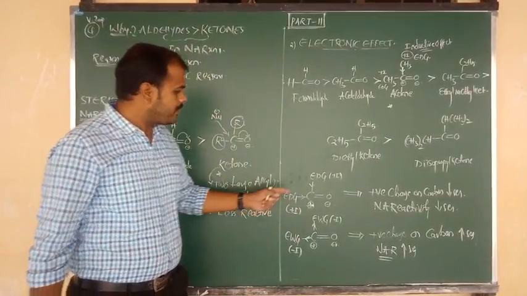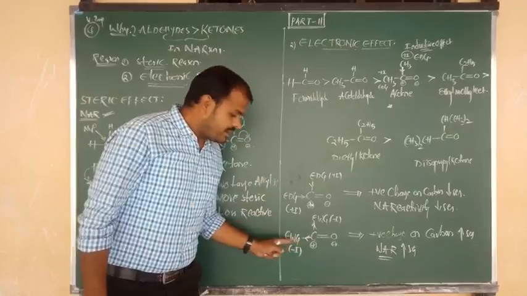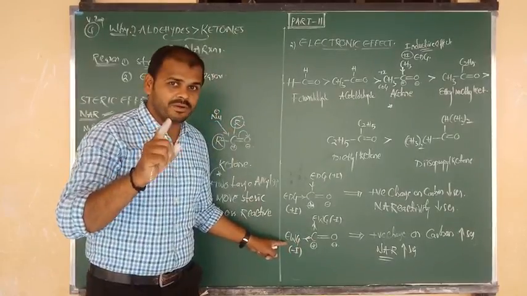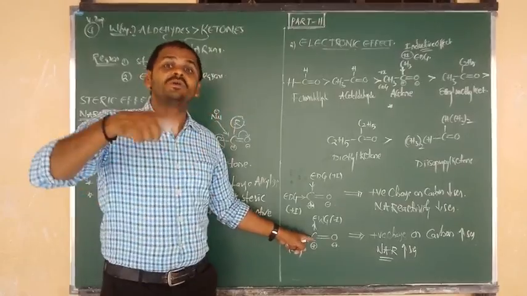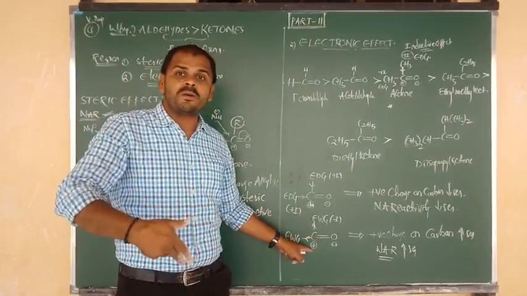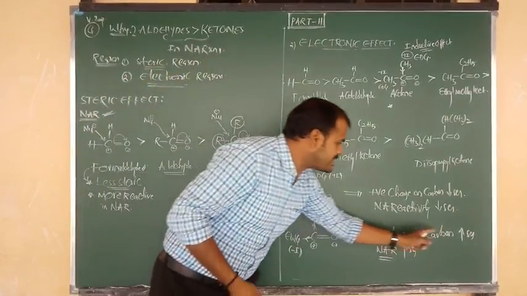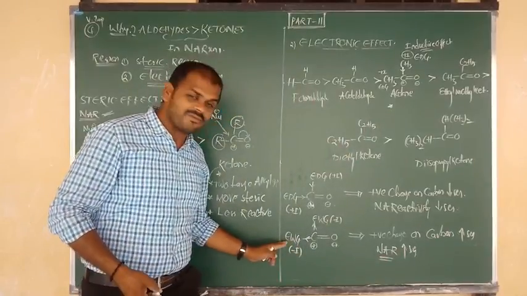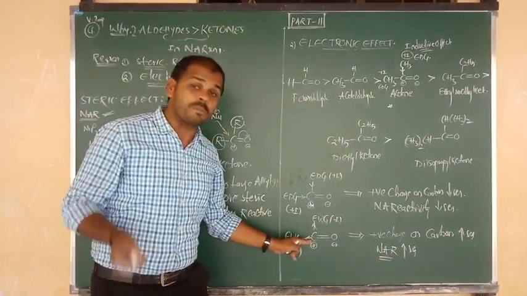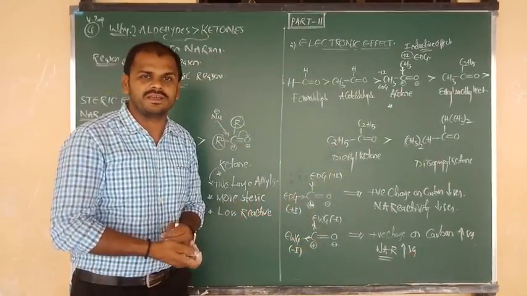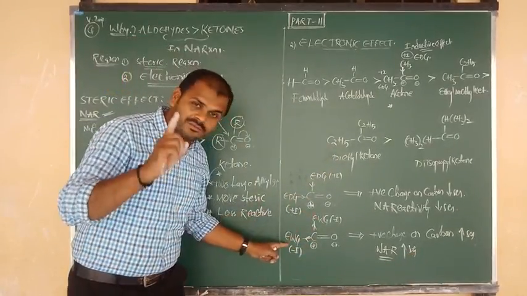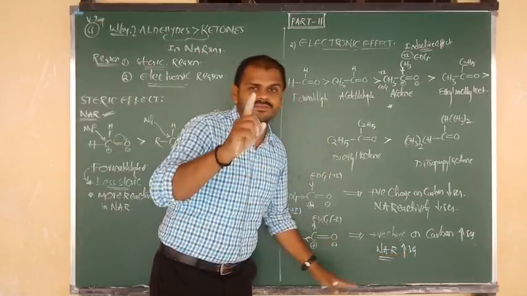Once again, focus on this second point, it is very important. In presence of electron withdrawing group, central carbon acts as donating nature, so automatically its positive charge increases. Positive charge on carbon increases in presence of electron withdrawing group. So such more positive carbon is easily attacked by nucleophile, means nucleophilic addition reactivity increases. So in presence of electron withdrawing, nucleophilic addition reactivity increases.